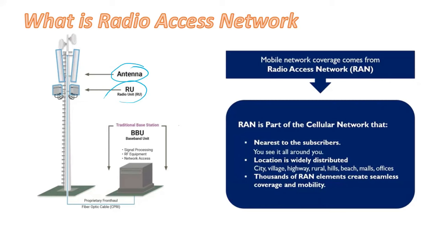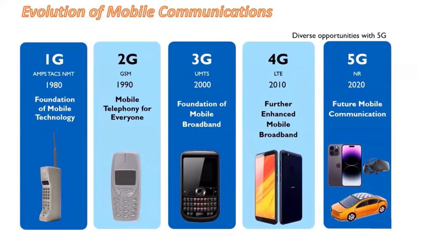And the third one is the baseband unit, and it is used for signal processing and network access. This component processes the signal. It contains software and hardware to do that, and it makes wireless communication possible over the radio waves. Okay, so this is how RAN evolved from 1G to 5G.